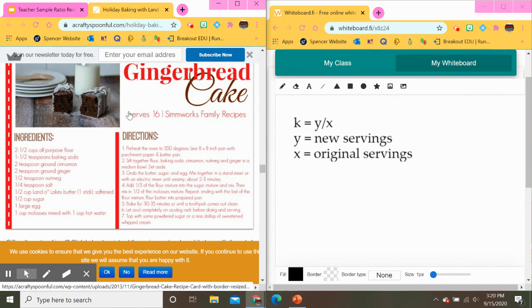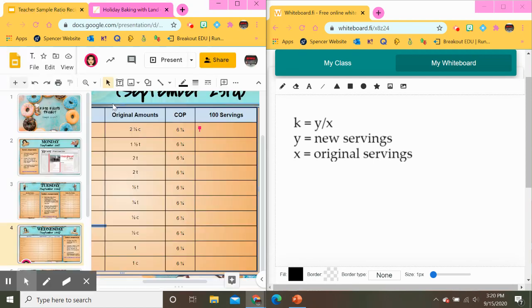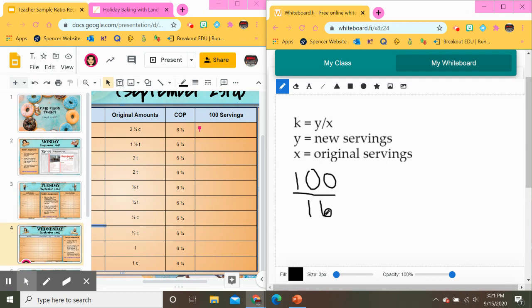If you see on our recipe card, it says serve 16. Or it might even say serving size 16, or it might say it a little bit differently. So that is what we're going to use for our x, for our original number of servings. And then for y, our servings in the table, it's going to be 100. So we're trying to figure out how much more we need to cook, how much more we need to use of each ingredient to serve 100 people. So the way we found out that our constant of proportionality was 6 1/4 is we did 100, which is y, over our x, which is 16, and that gave us 6 1/4 once we did the improper fraction.